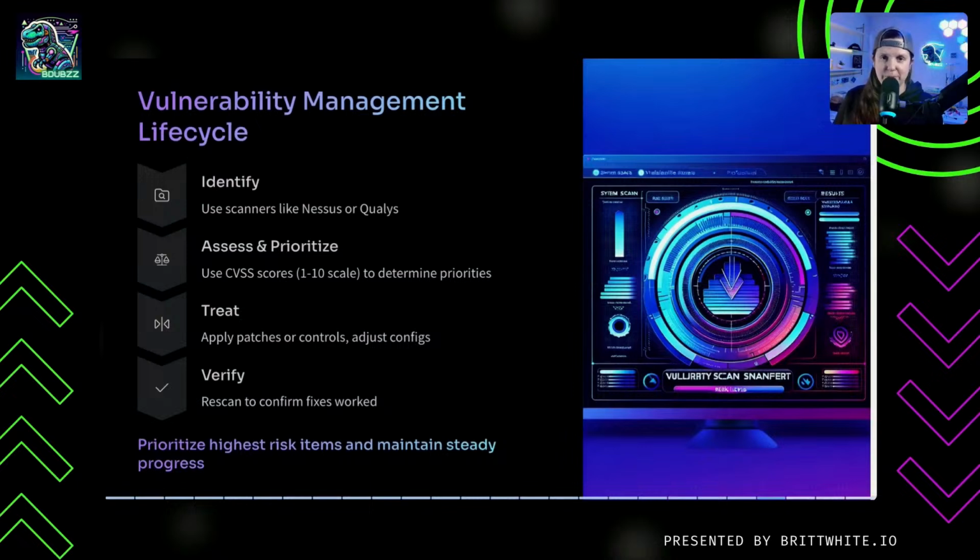Verification follows our treatment. Here, we rescan our systems to validate that our fixes actually worked. This process requires thorough documentation and continuous monitoring since new vulnerabilities emerge daily. Remember, don't try to fix everything all at once. Prioritize your highest risk items and maintain steady progress, addressing each vulnerability one at a time, starting with the most critical.